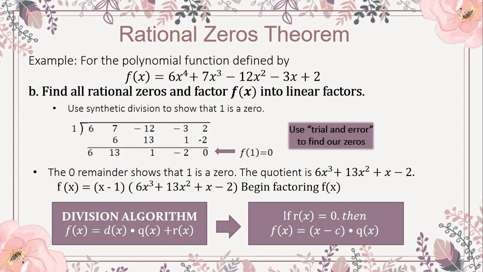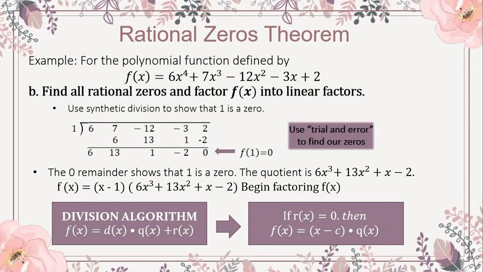And now 1 times 1 is 1. So we write the 1 under the negative 3. Negative 3 added to positive 1 is negative 2. Negative 2 multiplied by the divisor is equal to negative 2, so we write it under the positive 2. Positive 2 and negative 2 added together is equal to 0. So our remainder here is 0, which shows that 1 is a zero. Our quotient here is 6, 13, 1, negative 2.